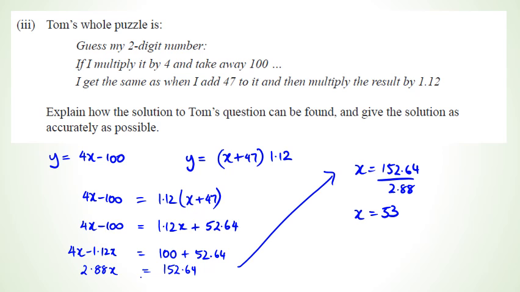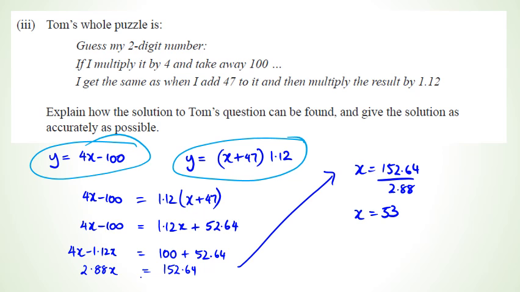Now, if you had done it in the graph, it's really hard to see where that exact point is. So the best way to do this is by doing it algebraically. Or what you could have also done is draw these two graphs in your graphics calculator and find out what the intersection is and get the answer as 53. So getting the answer as 53 is going to get you an excellence.